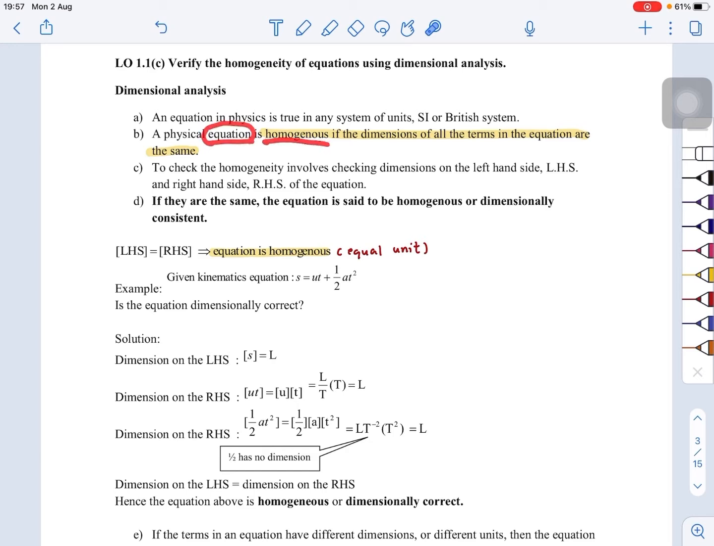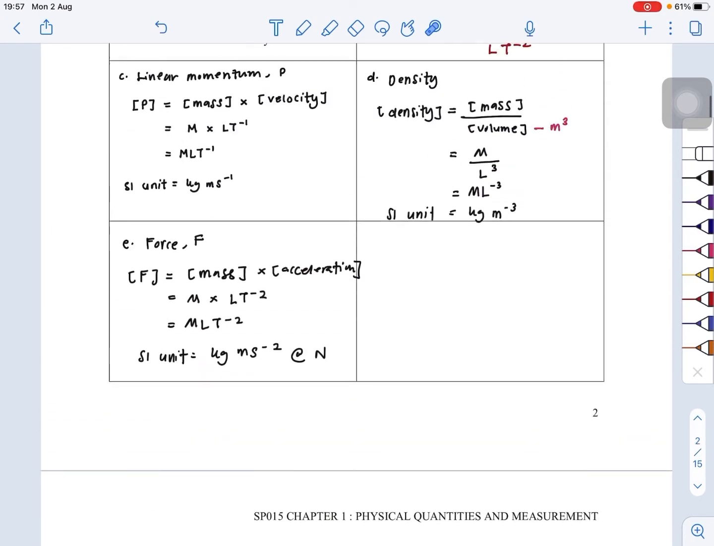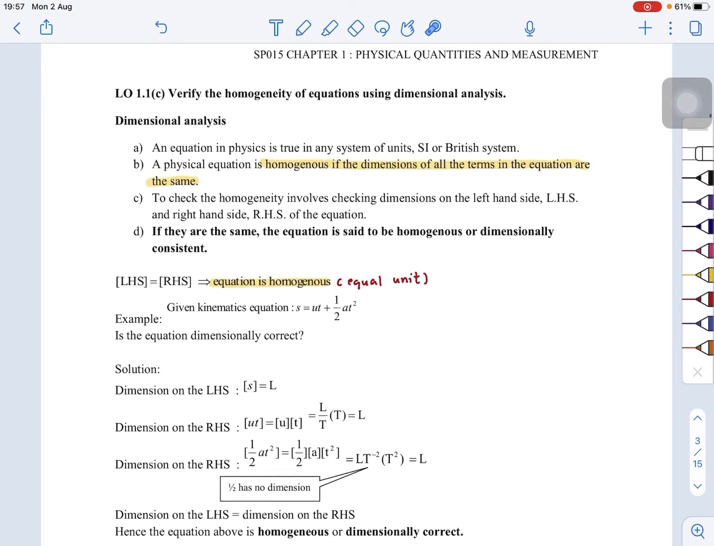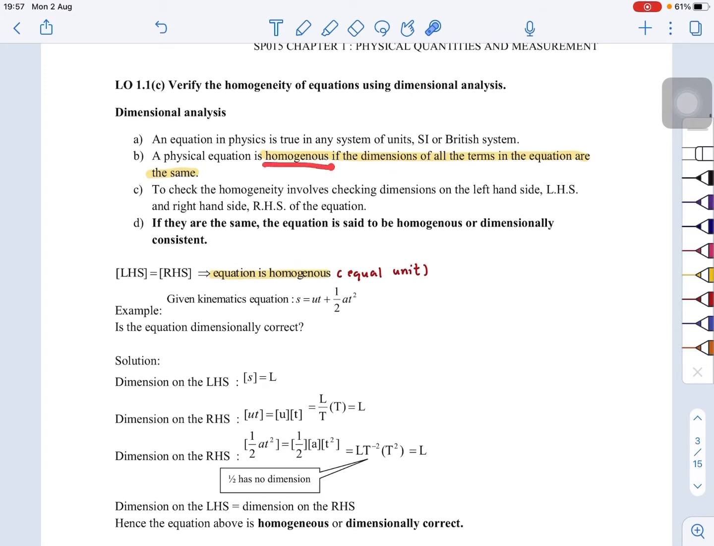So apa maksud homogeneous di sini? Homogeneous meaning that the dimension of all the terms in the equations are the same. So before this, kita hanya check dimension untuk satu quantity sahaja. Okay, untuk satu quantity. So we only have one quantity which is force. We have linear momentum, density. So kita hanya tentukan dimension sahaja dekat sini. So now kita mau tentukan adakah dia homogeneous atau tidak.